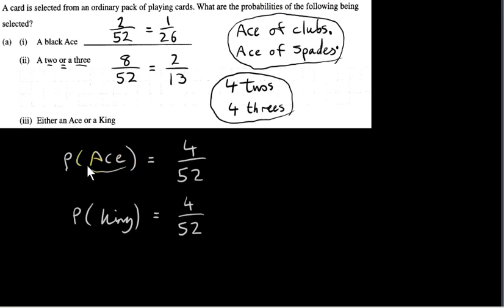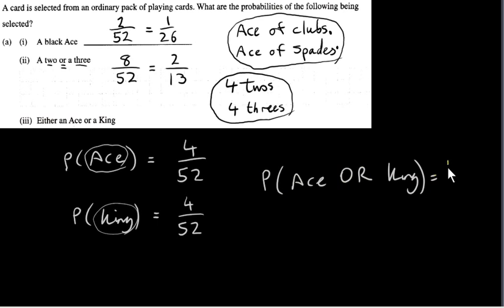If the outcome is this event, getting an ace, then it cannot be this event here, getting a king, and vice versa. So we're dealing with mutually exclusive events. That means we can sum the probabilities if we want the probability of an ace or a king. So we have 4 over 52 plus 4 over 52, which is 8 over 52.